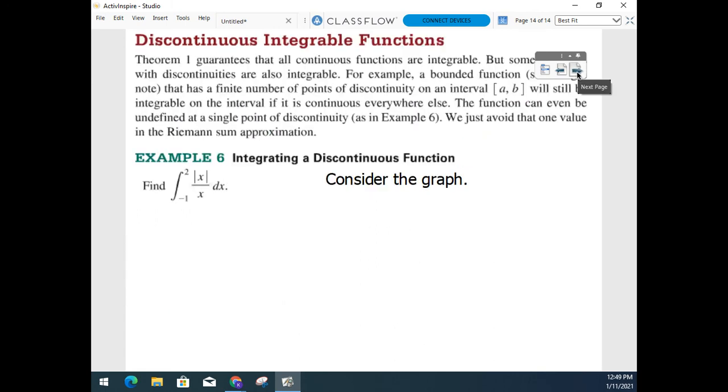All right, last one. So we've talked about how all continuous functions are integrable. Theorem 1 guarantees it. But there are some that can be integrable, able to be integrated. Okay, so let's consider example 6. Now, this is a function that we've seen multiple times, and you might not remember exactly what this graph looks like.